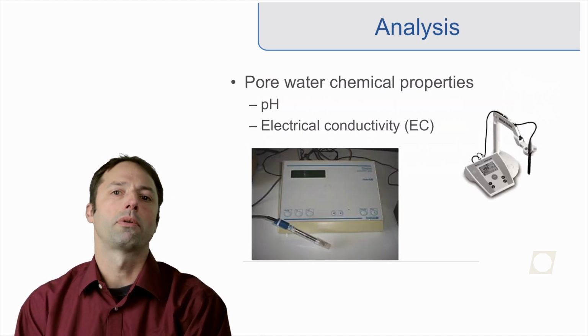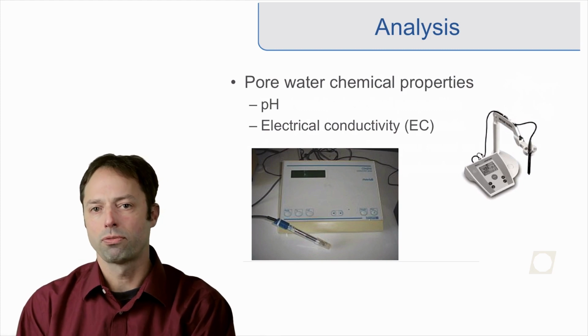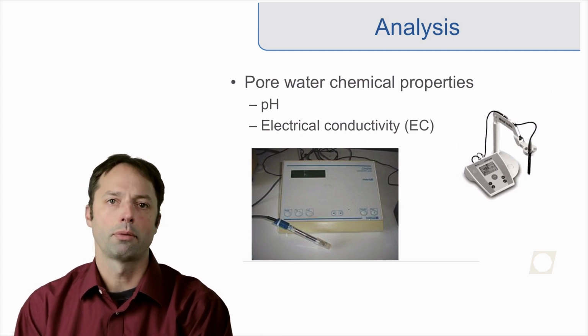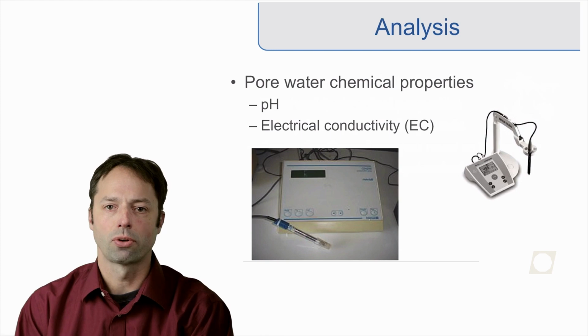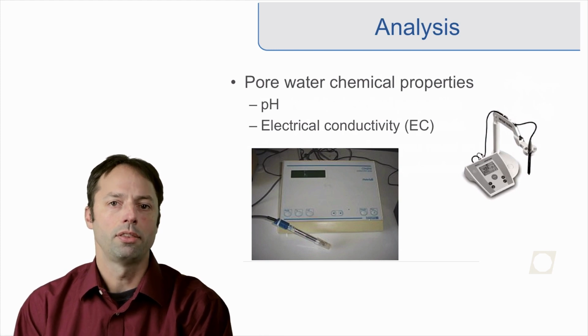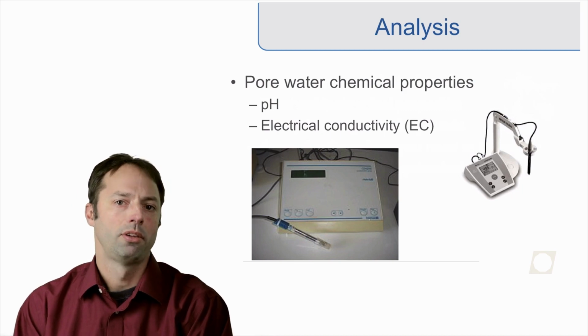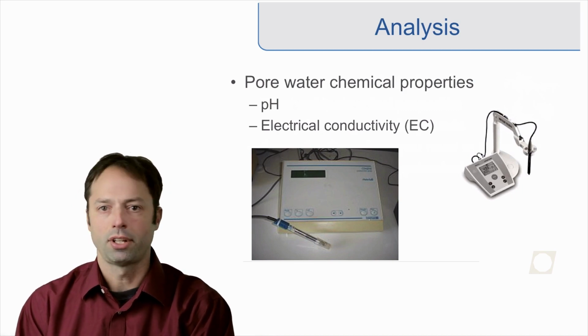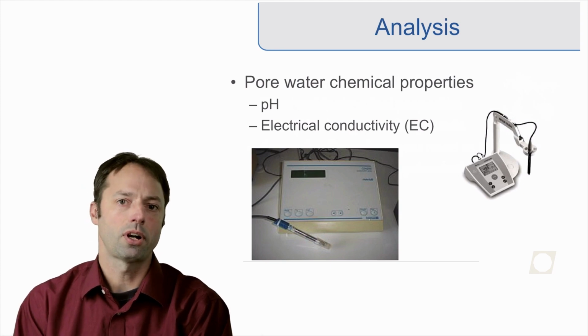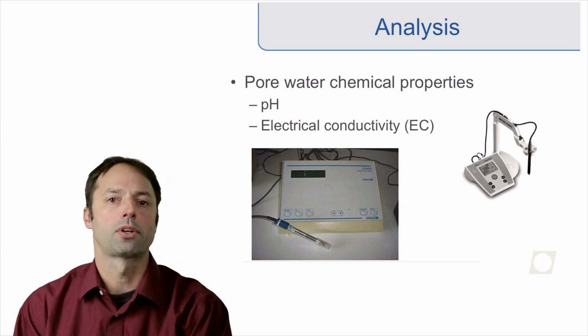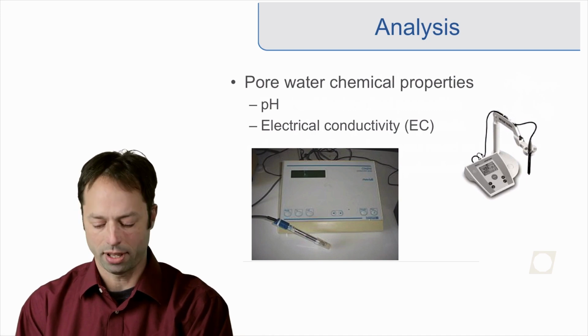Pore water chemical properties. These are usually some of the most straightforward analyses, and here we're talking about soil pH or electrical conductivity. You may have very little sample prep. Say for pH, you take your sample out, insert your pH meter into your sample jar, and then you've got a number. And electrical conductivity is usually pretty straightforward like that as well.